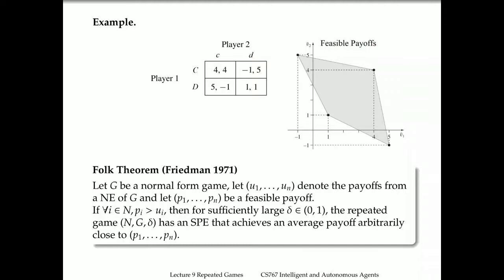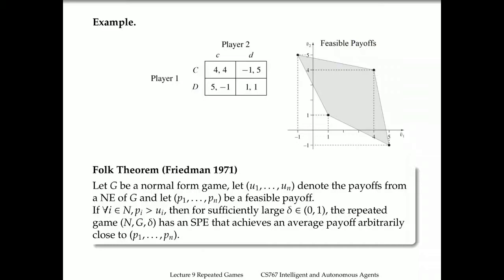As an example, if you consider the Prisoner's Dilemma game, we have exactly 4 outcomes, and this means the dimension is 2, right? So we're looking at 2-dimensional space. We have 4 outcomes, and each outcome will be displayed in this grid, in this plane. We have this point, which is -1, 5. This is 1, 1. This is 5, -1, and this is 4, 4.